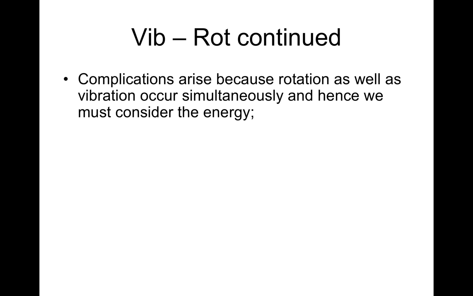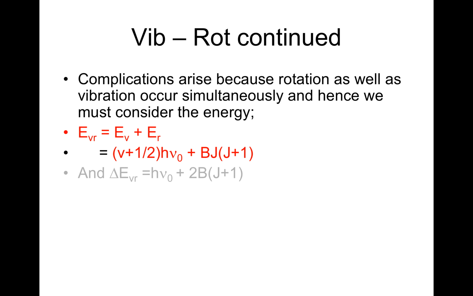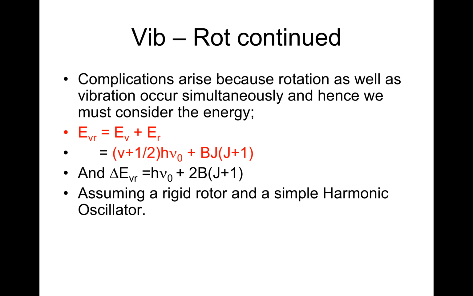Complications arise because rotation as well as vibration occur simultaneously, and hence we must consider the energy, including that of rotation. So E_vr is equal to E_v for vibration plus E_r for the rotation. And we put in the equations then. This is equal to (v plus a half) h nu naught plus B j (j plus 1). And delta E_vr is equal to h nu naught plus 2B (j plus 1), assuming a rigid rotor and a simple harmonic oscillator, of course, in this case.